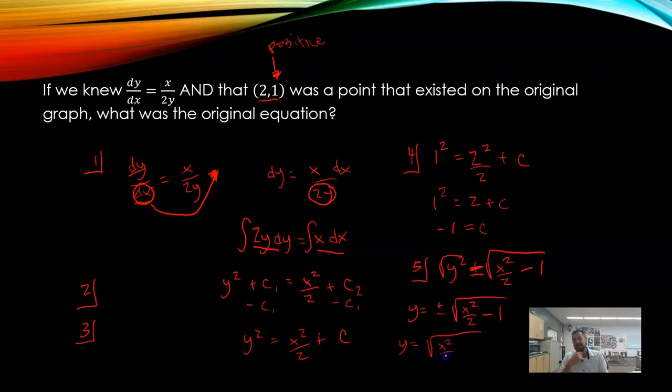So I can get rid of the negative because that is not what needs to be true in order for my y value to equal the square root of x squared divided by 2 minus 1. If that were -1, then we would just make this negative down here and everything else would stay exactly the same. And what we've done is we have discovered what the original equation was based on the fact that we know the derivative and we have a point that exists on the original function.